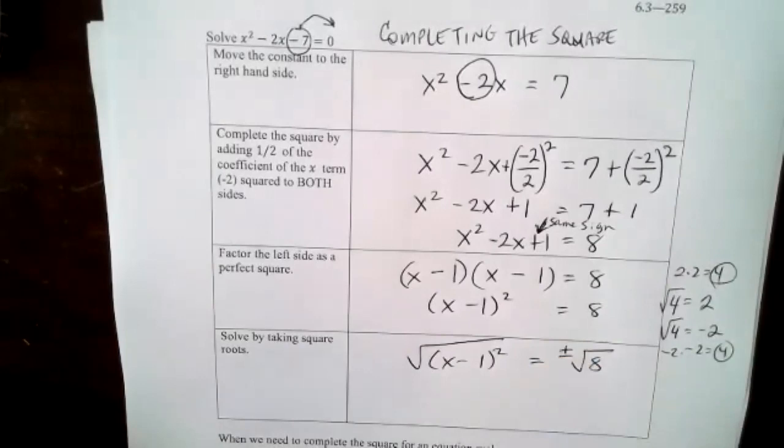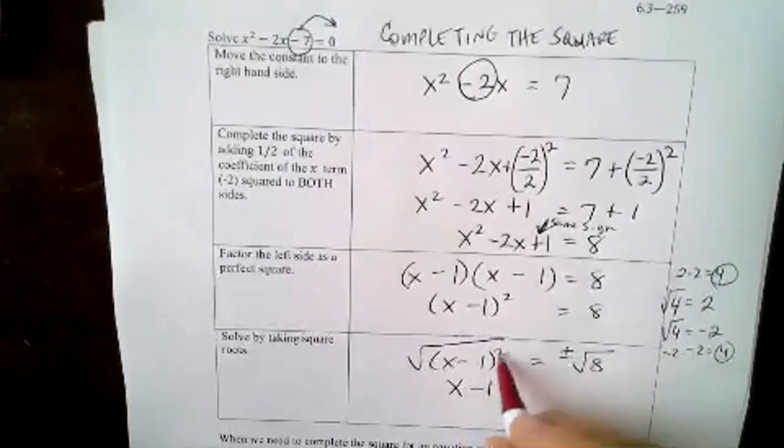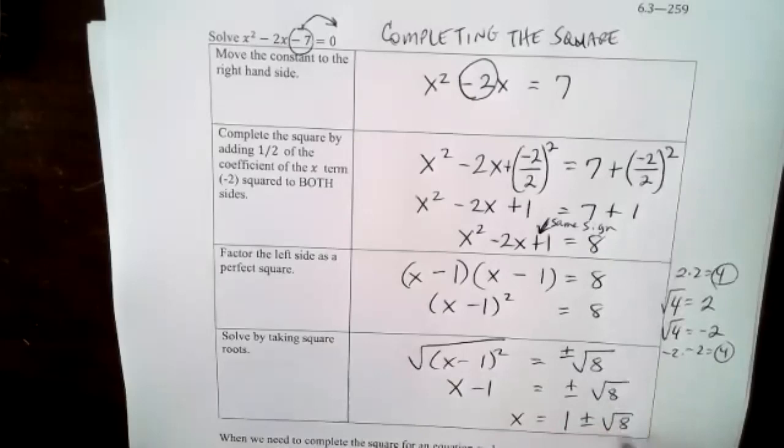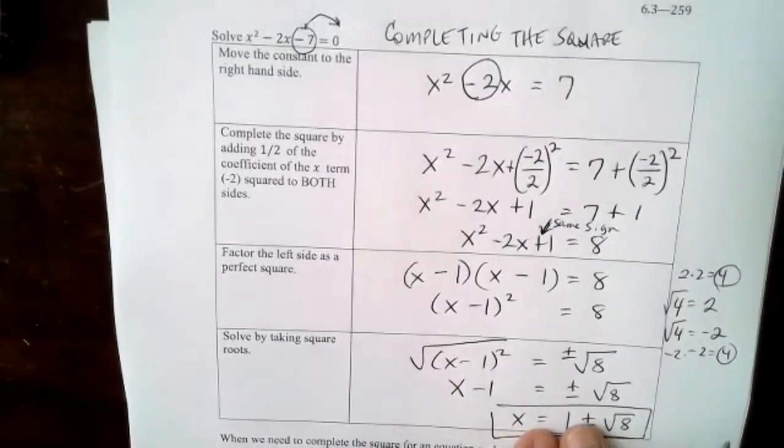And so now we're going to square root both sides. This square and that square root cancel. And we have plus or minus the square root of 8 on the right-hand side. And we add 1 to both sides. So we're going to add 1 here. And we get that right there. All right, so this is my final answer. 1 plus square root of 8 and 1 minus square root of 8. But I'm going to leave it in this format here. So it's two answers.